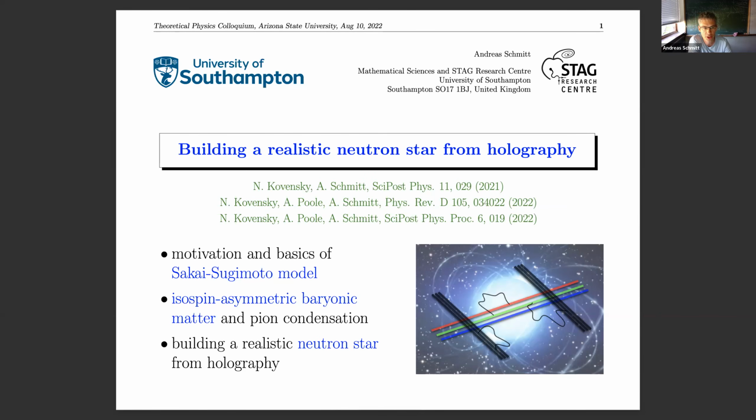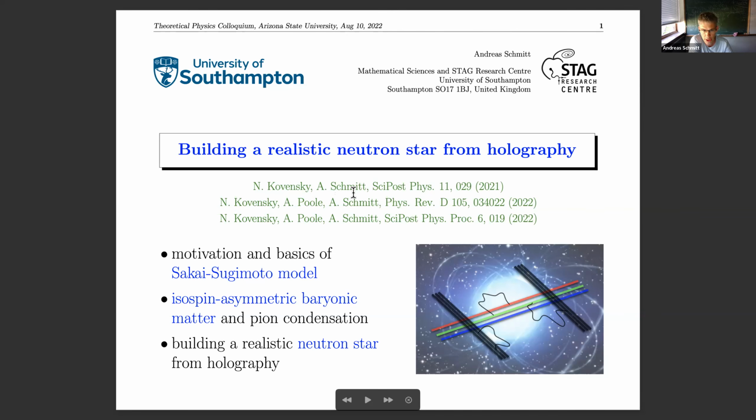So what I'm planning to do is to talk about a mix of holography and neutron star physics. I'm not going to assume much about holography. I'll try to keep it very light on the theoretical side and mostly talk about the results and how we use holographic methods to build a neutron star and check whether that neutron star fulfills the observations that we have.